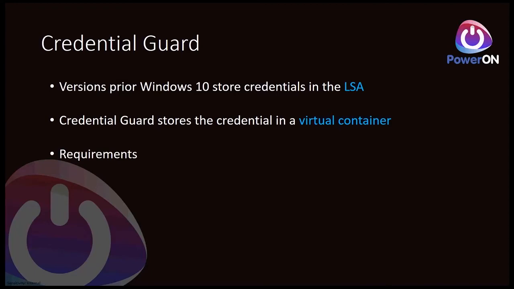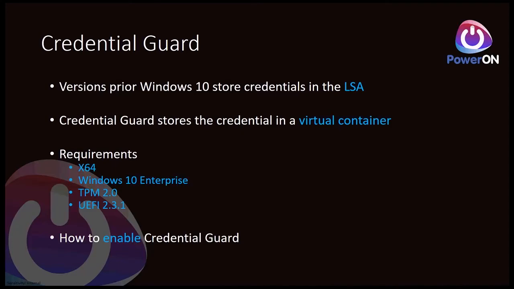So, a quick look at the requirements. We need 64-bit architecture, specifically Windows 10 Enterprise Edition, and the device needs to support TPM 2.0 and the UEFI 2.3.1 firmware standard. And how do we go about enabling Credential Guard? Well, it's simple to set up. It's literally a group policy setting, and can be deployed using group policy, SCCM, or even PowerShell.